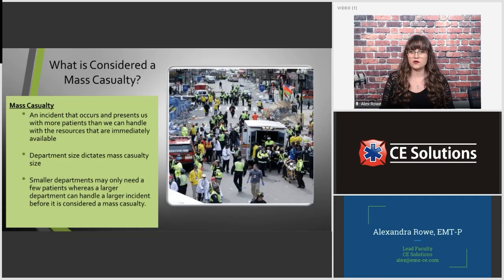For example, since we were a small department, we had to call other counties for them to come assist us even with small car accidents. We'd have maybe a 2-car accident, but we would have 3 or 4 patients. If we had an ambulance out on another call, we would have to call a service from another county to come assist us. So it really depends on where you work and what your resources are at that certain time.